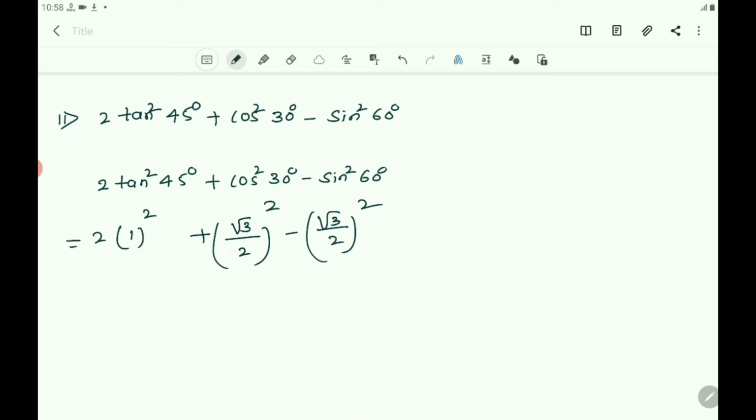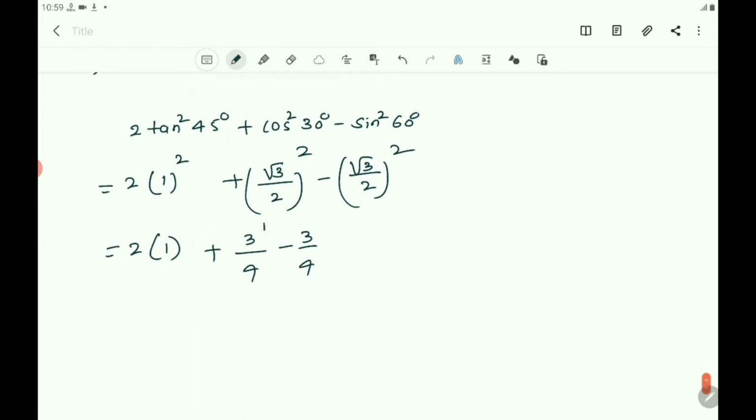Then you write 2 into 1 square is 2 plus root 3 by 2 whole square is, root 3 whole square is 3, 2 square is 4. Root 3 by 2 whole square is 3 by 4 minus again root 3 by 2 whole square is 3 by 4. Then 3 by 4 and minus 3 by 4 are equal with opposite sign, so you can cancel them. What will remain here? 2 into 1 is 2.